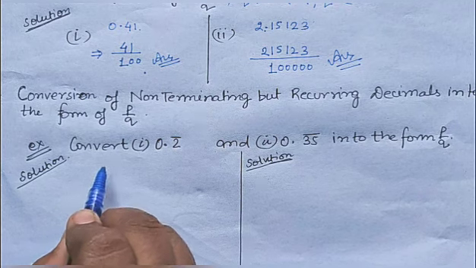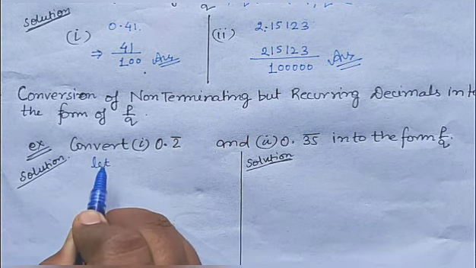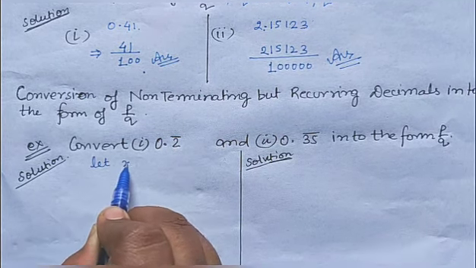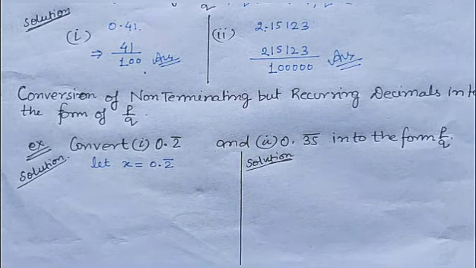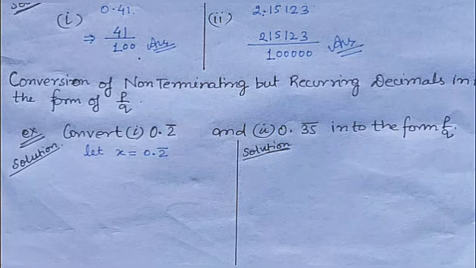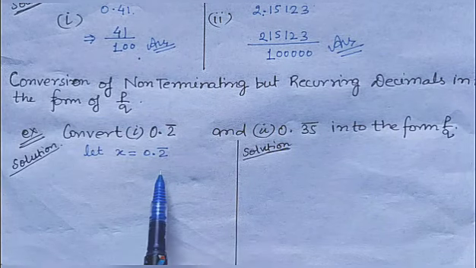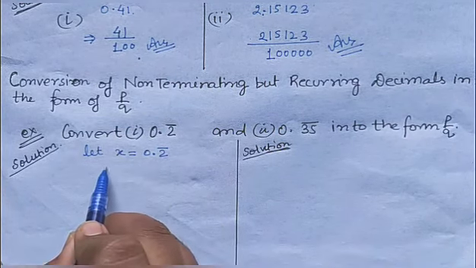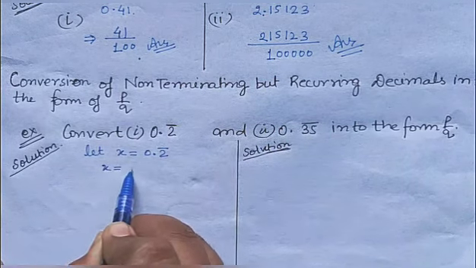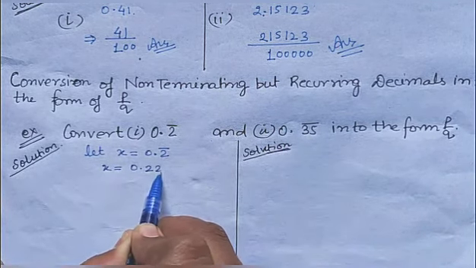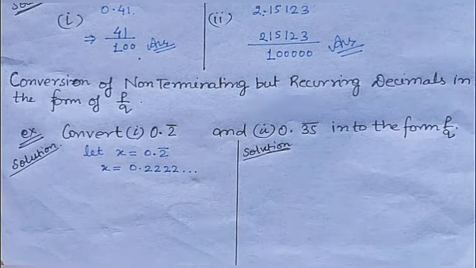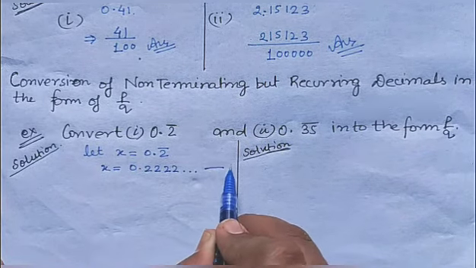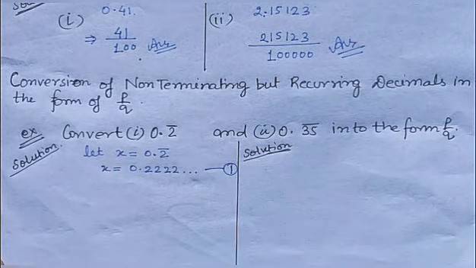Firstly, let any variable x is equal to 0.2 bar. Okay, so if you have written x is equal to 0.2 bar, you can also write it as x is equal to 0.2222 and so on. Suppose it is equation number 1.